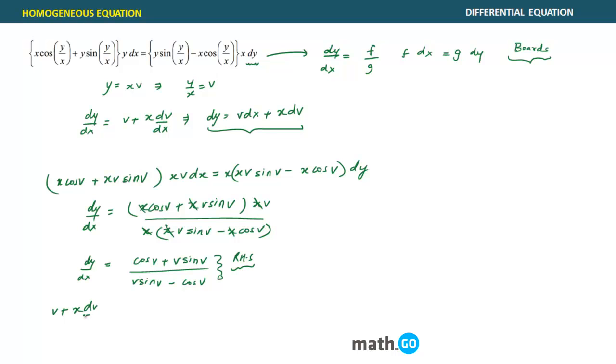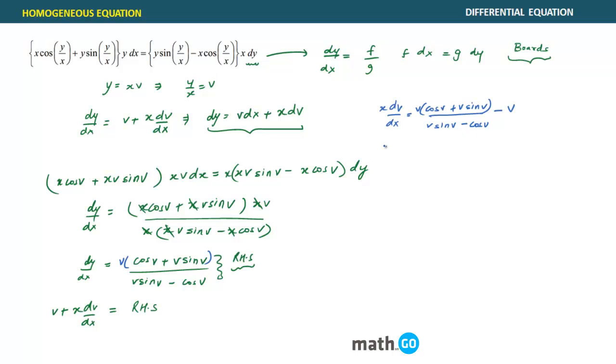So now just replace the value of dy by dx with this RHS. As usual, you have to now solve for x dv by dx, which is equal to cos v plus v sin v divided by v sin v minus cos v, minus v. This is what you need to solve now. Again an error: there is a v here also, because v is here. I just forgot to mention it.